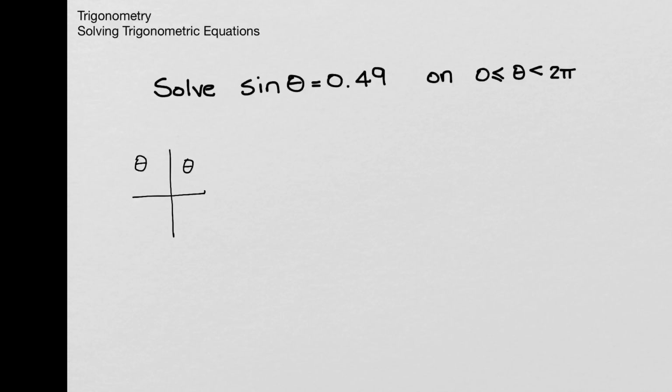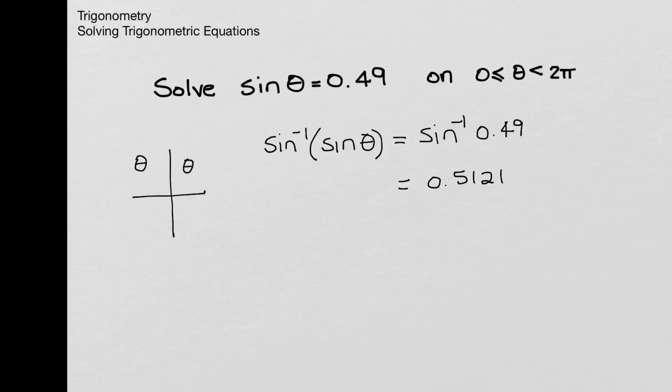So I'm going to go ahead and take the inverse sine of both sides of the equation. That means I have sine inverse of the sine of theta, and that's going to equal the sine inverse of 0.49. And I'll pop that into the calculator. When I pop this into the calculator, what I got for the sine inverse of 0.49 is 0.5121. I'm going to go out 4 decimal places because I don't remember how many they wanted on the problem. Let's see if I can find it.